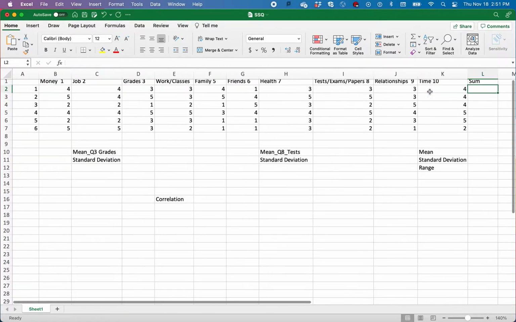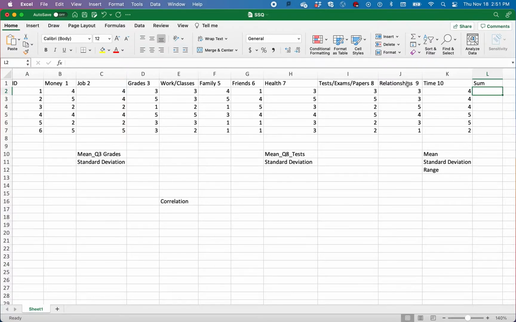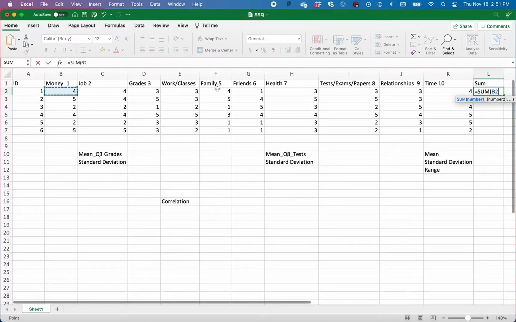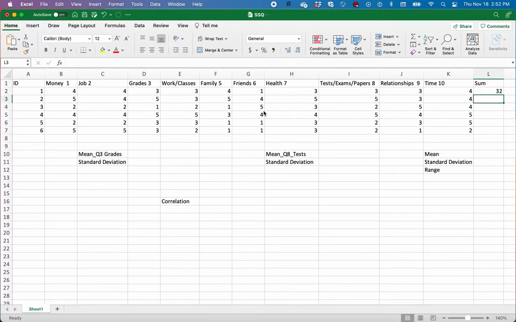sum each of the, figure out what the scores are, the sum for each participant in your survey. And so to do that, you hit enter, start to type in sum, it comes up, you highlight that, and then you go and highlight the columns that you want to sum. We've done this before. Make sure you don't highlight the ID column and that you just do the questions that you're interested in looking at.